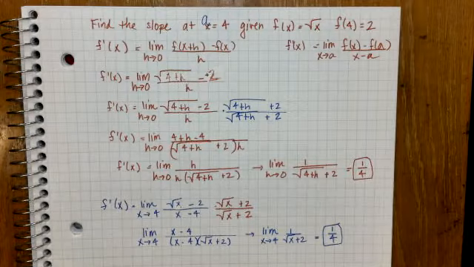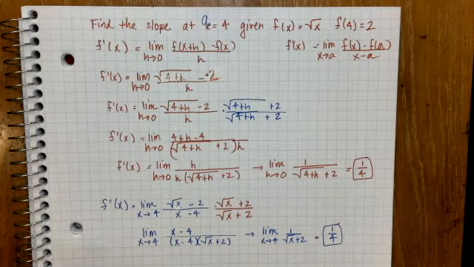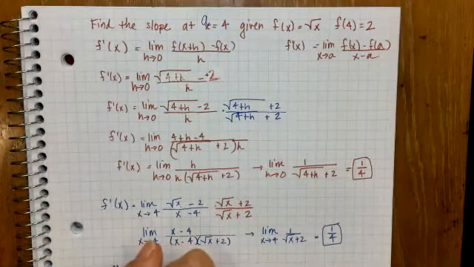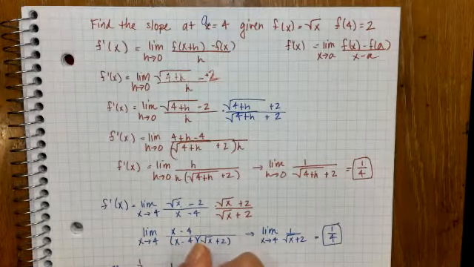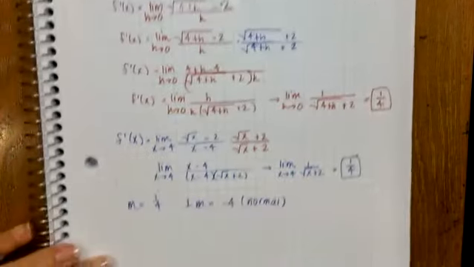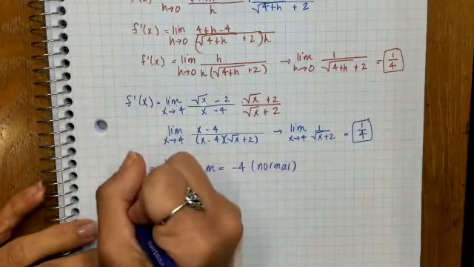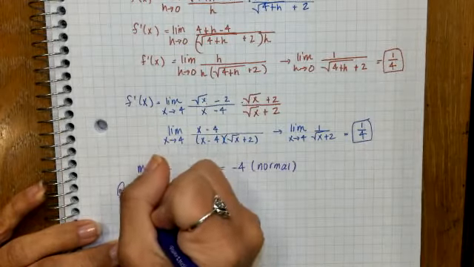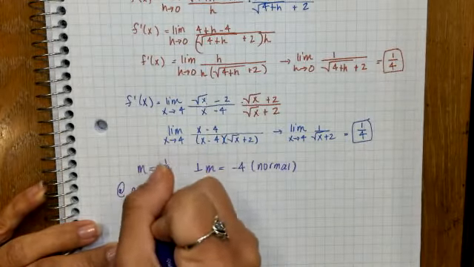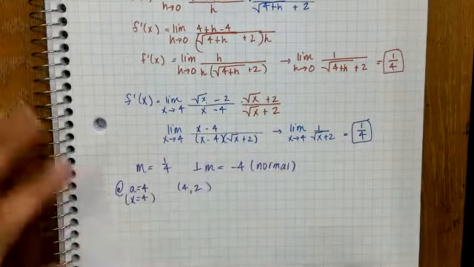Since we're here, let's actually find the equation of the tangent line, and let's find the equation of the normal line. So we know that the slope is 1/4. The perpendicular slope is -4. And remember, that's the normal line. Okay, and at x equals 4, or a equals 4, whatever. So that's the point (4, 2), which we did right here, right?